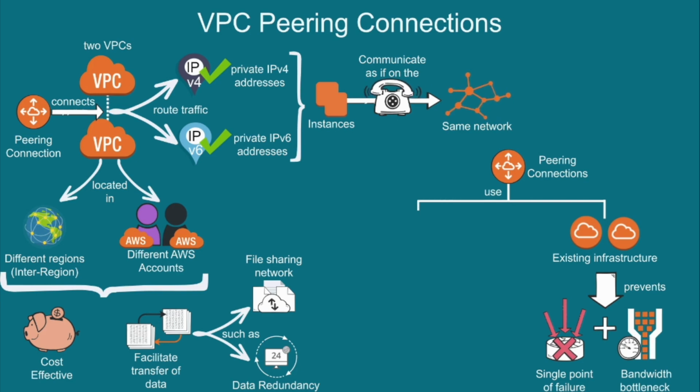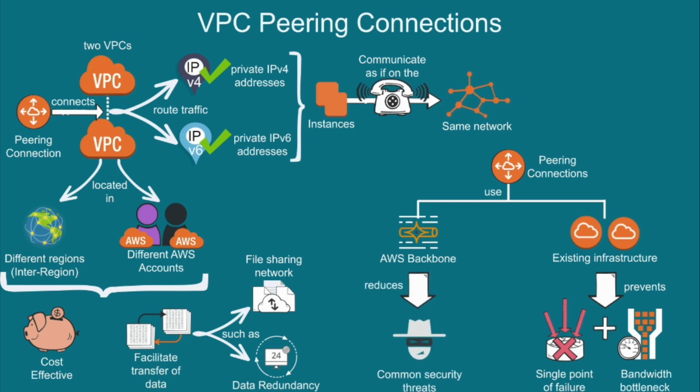Peering connections also use the AWS backbone. Since traffic always stays on the global AWS backbone, and never traverses the public internet, VPC peering effectively reduces threats, such as common exploits, and DDoS attacks.